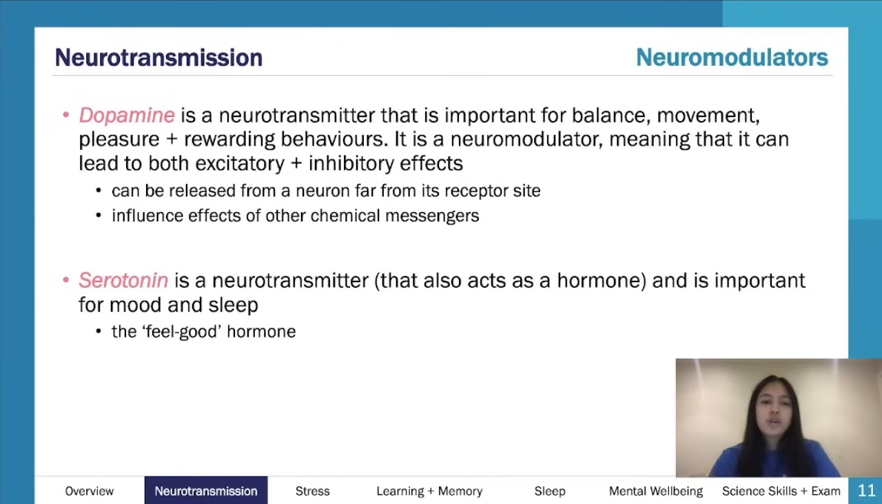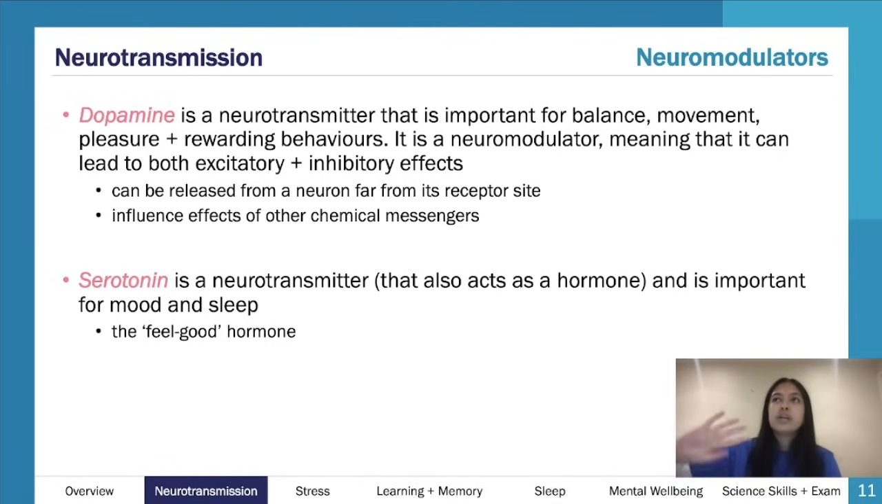Okay, so dopamine and serotonin are also examples of neurotransmitters, but they are also what we'd call neuromodulators. Neuromodulators are neurotransmitters, so they've got all those properties we've just discussed before. But they are a little bit different because they're also able to work on synapses that are a little bit far away. They can work on synapses in a more general way, in that they can change the effect of neurotransmitters passing through that synapse. Hence the term neuromodulators. They can modulate, increase or decrease, the activity of these synapses and the neurotransmitters crossing through them.